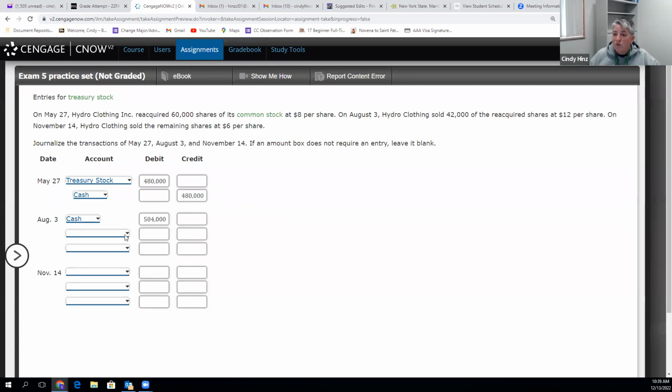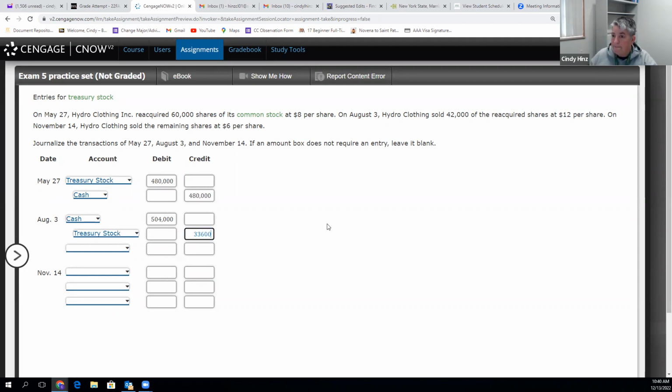Our treasury stock is going to go down because we have sold some of it, but this is where that cost principle comes in. In that treasury stock account, every transaction is going to be reported at $8 because that's what we originally paid for those shares when we bought them back in May. So 42,000 shares at $8. We're going to remove $336,000 worth of that treasury stock. But we can see we're not done here because this transaction does not balance. Our debits and credits are not equal.